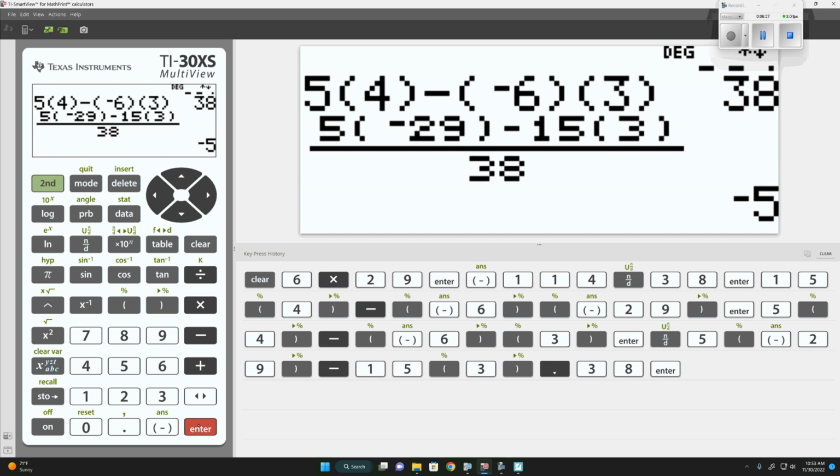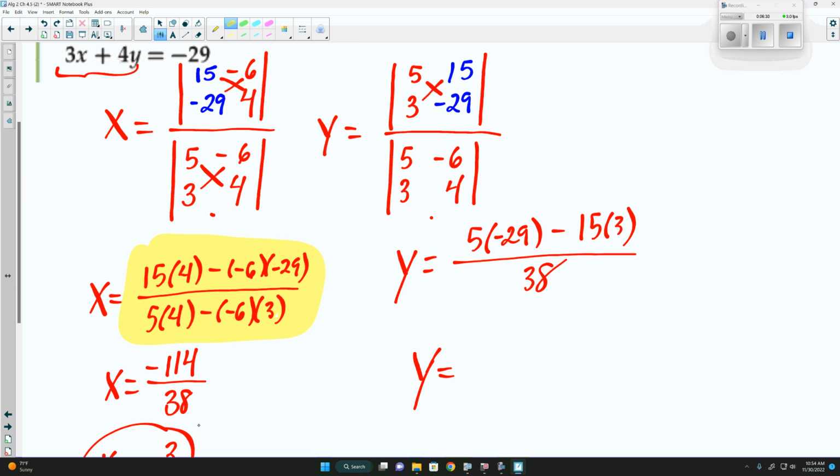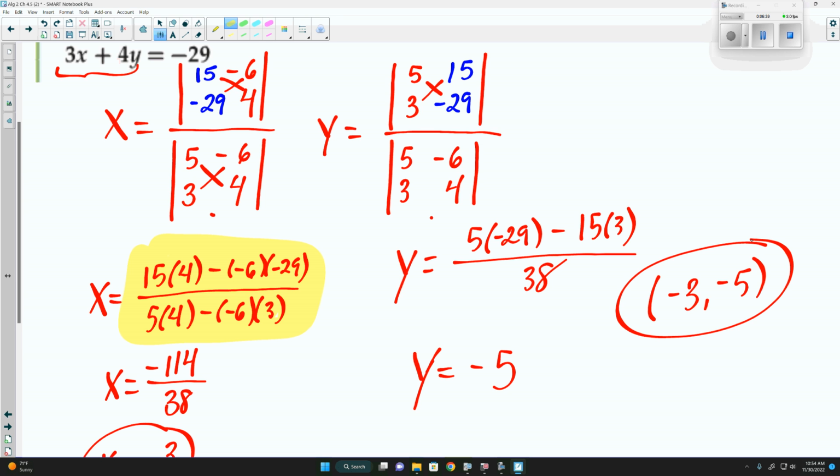If we type this into the calculator, we get a value of -5. So guys, the solution for this is -3, -5. Questions on this here?